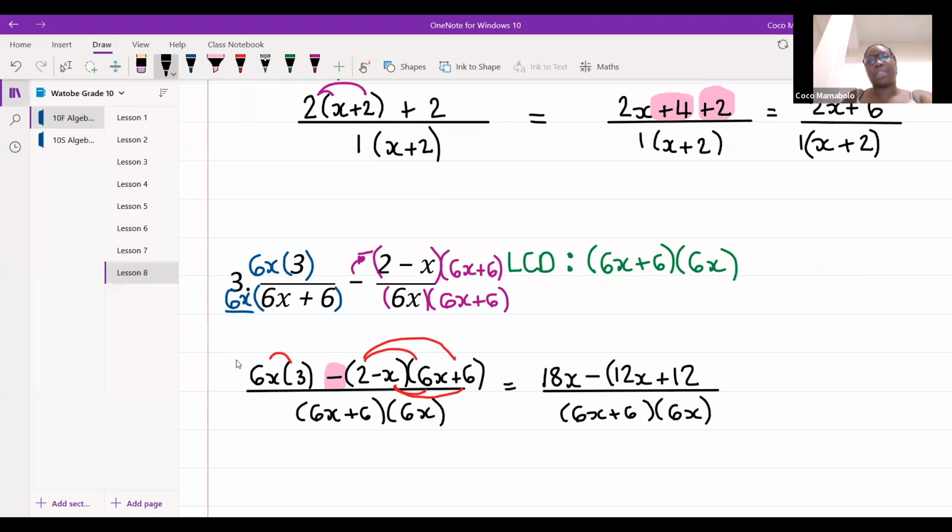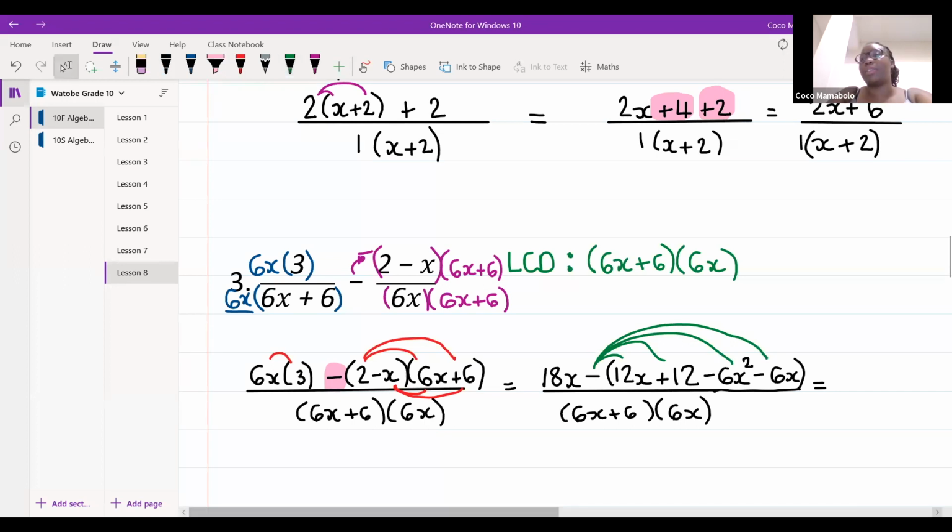Negative x times 6x will give me negative 6x squared. And negative x times 6 will give me negative 6x. There we go. I missed one. And let me just extend this. Yeah, there we go. Is equal to. All right. I'm not done because now I still have to distribute this minus in. Now this minus needs to go inside. Like that. Now I need to move over because I'm running out of space.